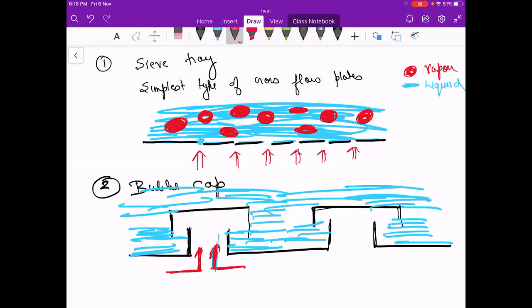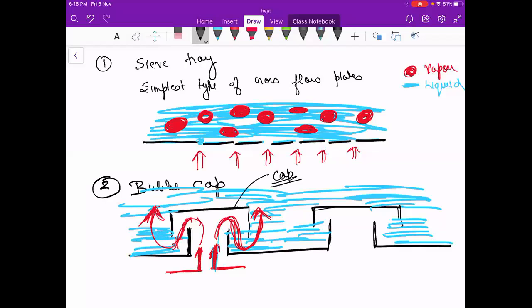Your vapor will go from here in this direction, and from here it will come upward. It will follow this structure, so they have enough time for contact. This upper part is known as the cap, and that is why it is known as a bubble cap.